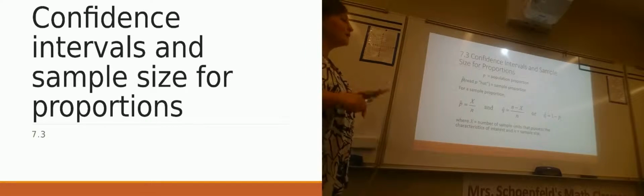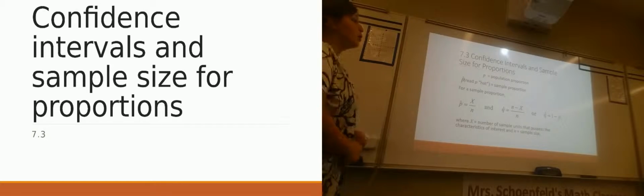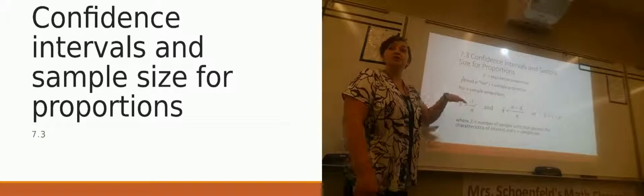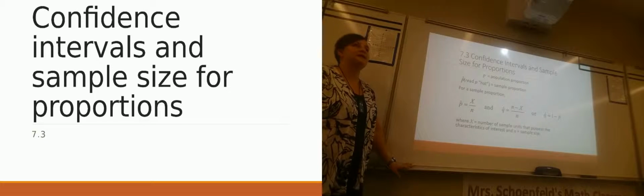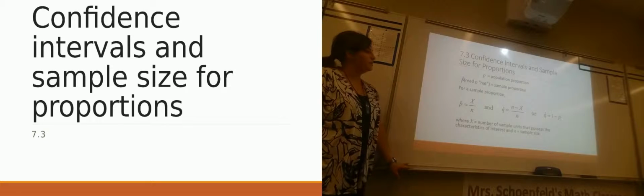So the main equations we need are these. P is the population proportion.